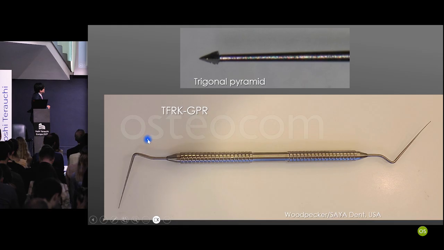And this is the small hand instrument from TFRK. It is called TFRK GPR. It has a small triangular, pyramid taper. Because of the triangular shape, you could press it, you could scratch the root canal wall with this, and you can remove gutta percha and necrotic pulp tissues.